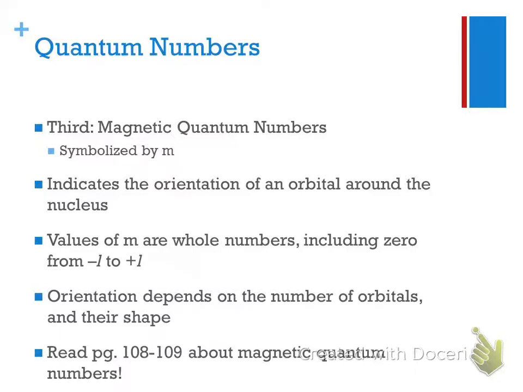Sections 108 and 109 about magnetic quantum numbers might give you a little bit better visualization of that. I want you to read through 108 and 109 about magnetic quantum numbers.